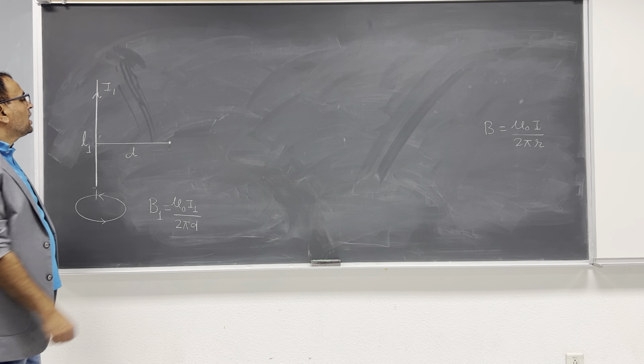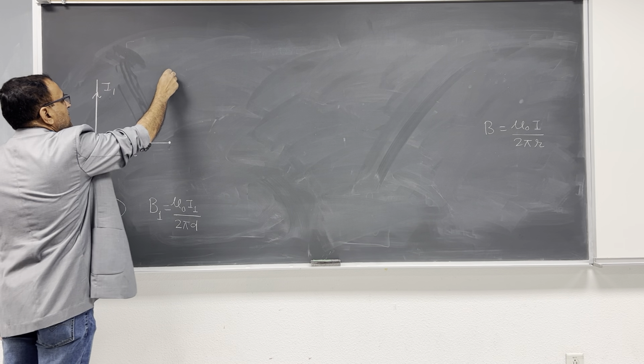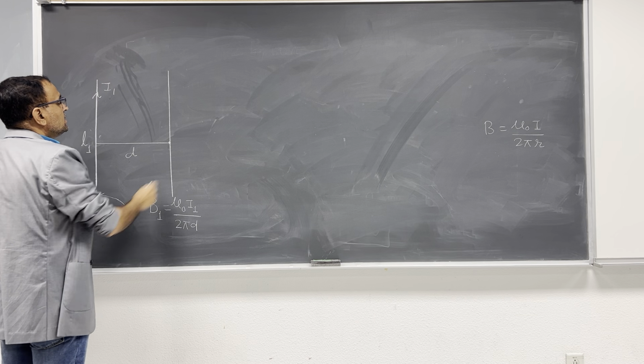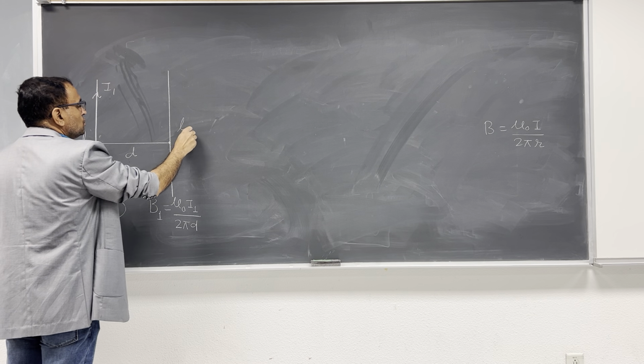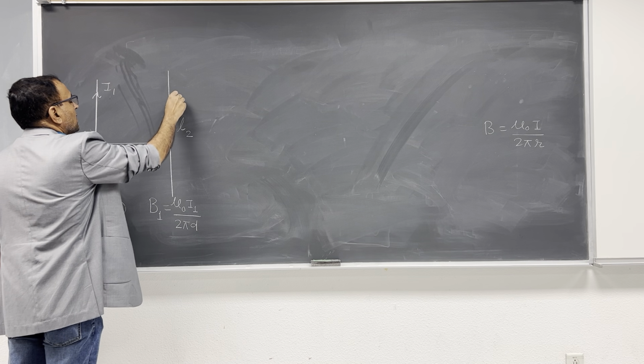Now I want to keep another conductor right there like this, and this conductor has a length L2, and the current here is I2.